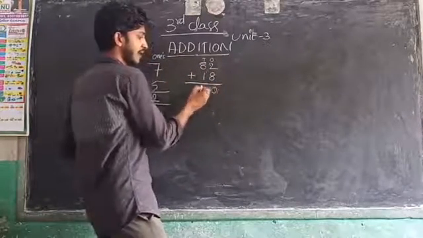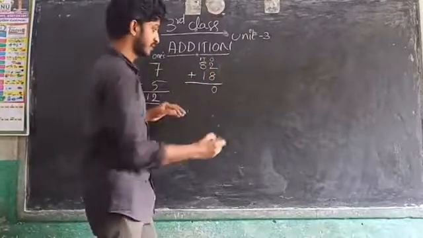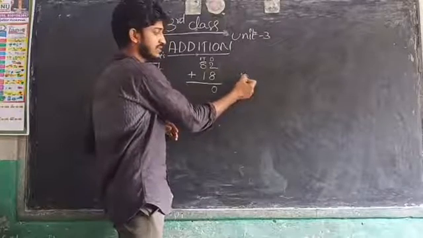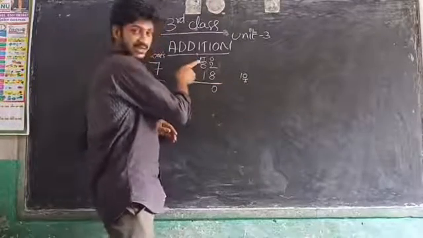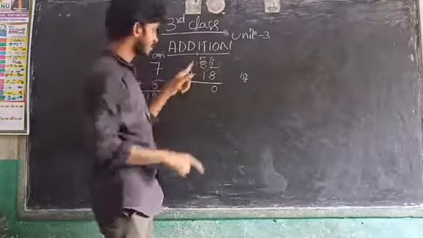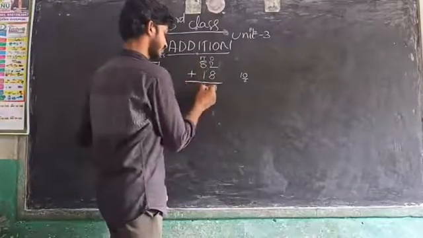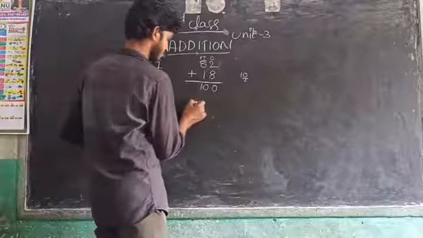If you add 8 plus 2 it becomes 10. So we have to write only one digit, the 0, in the ones place, and add this 1 to the next number. So 1 plus 8 is equal to 9, and 9 plus 1 is equal to 10. It becomes 100.